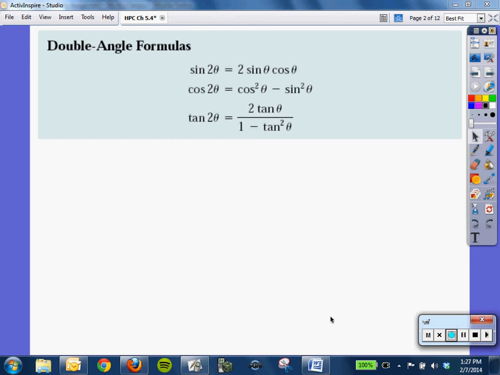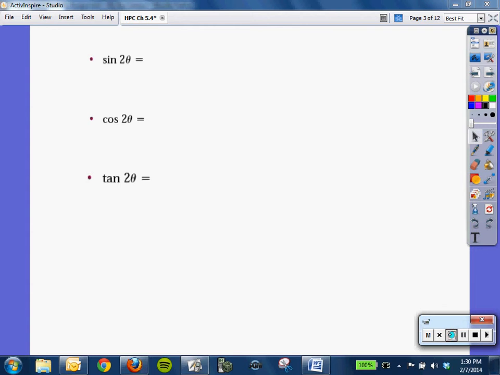So first thing I want you guys to do is just copy down these double angle identities, and then we're going to talk about how to actually come up with what these double angle identities are. We can come up with these double angle identities by utilizing the sum of two angles from the previous section.